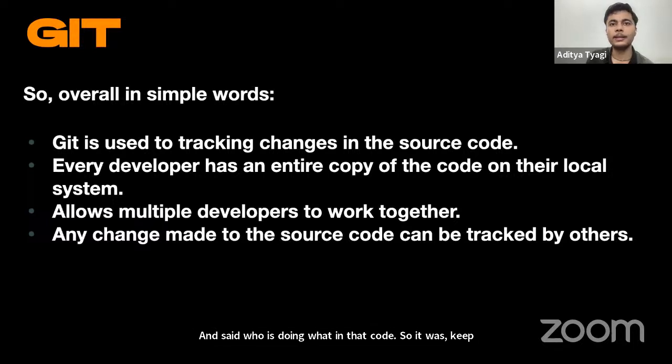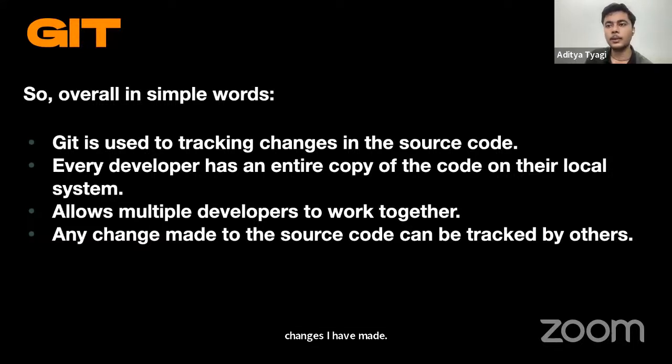So every developer now has an entire copy of the code. For example, I'm working on some software. I take that code, I start working on it, and I make some changes. Now Git will keep track, and every other developer who is working there will know what I'm working on and what changes I have made. Is there any conflict or not?